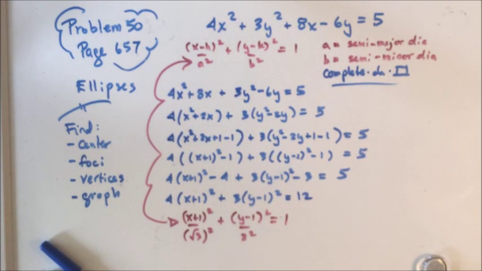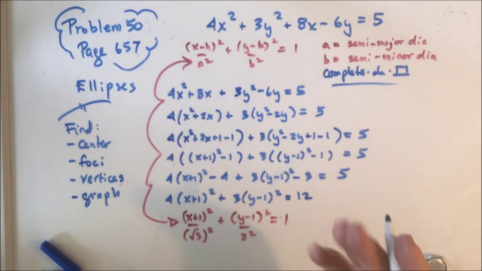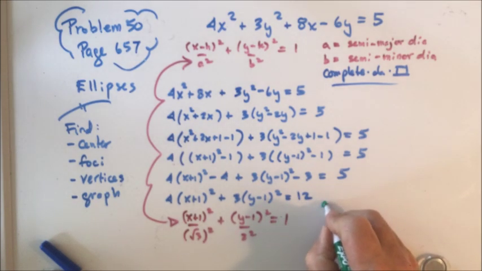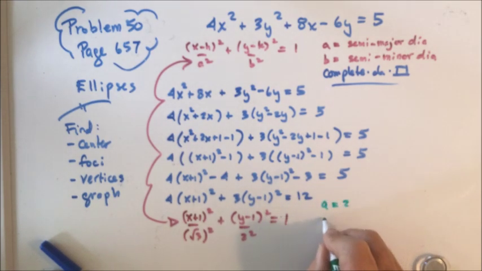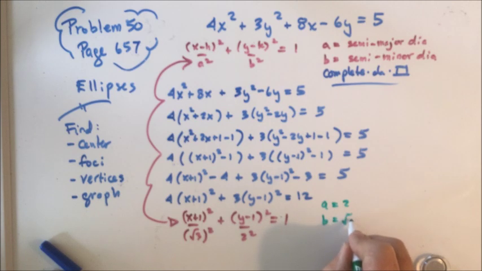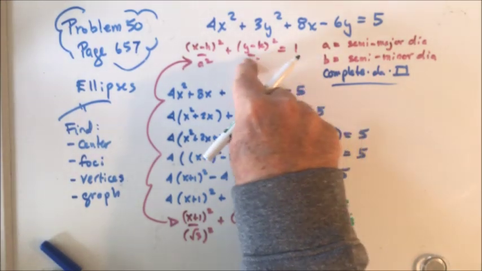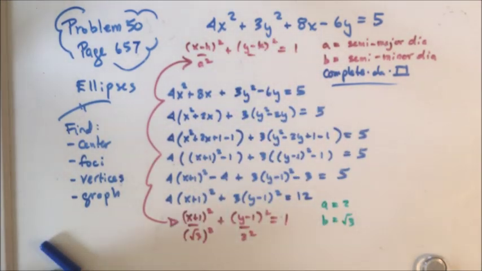But now let me do some deductions here. I deduce that a is the bigger of these two numbers. And 2 is bigger than root 3. Root 3 is like 1.7. So a is equal to 2 and b is equal to root 3. Aha! I got to go up here to the top because the major axis is the larger of these two, and I'm going to call it A. I'm going to show you why in a second. So I got to go back up to the top.